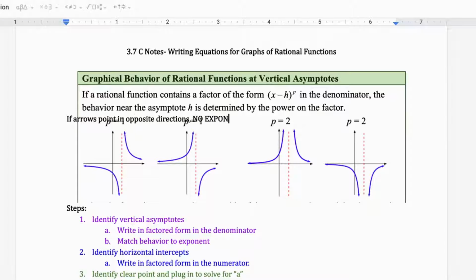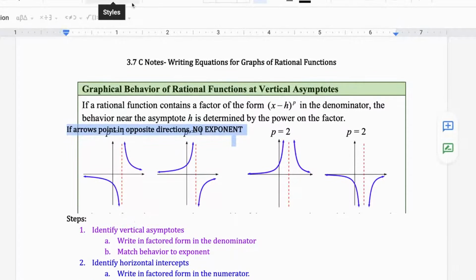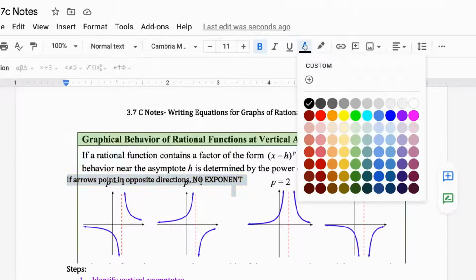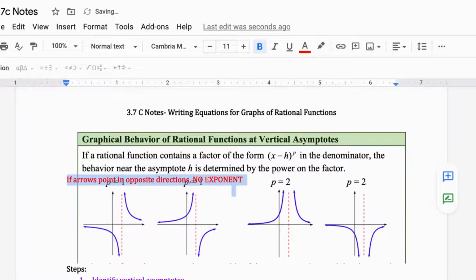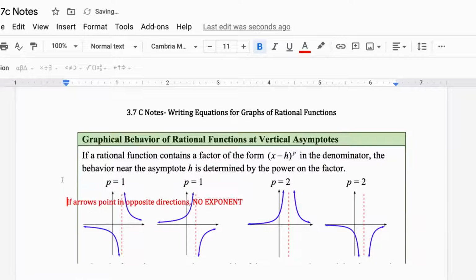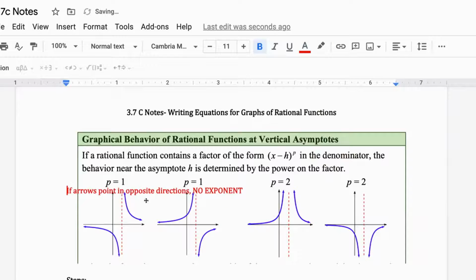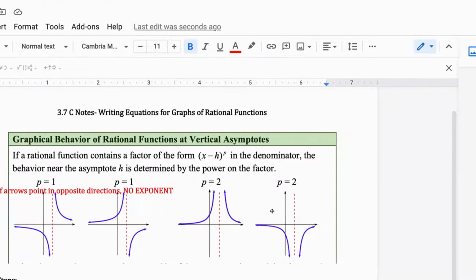No exponent. So when you look at this one, like that in red, especially when you look at this one, notice how along the asymptote, this dotted line, the arrows are going in opposite directions. They're veering off, making an X shape. That means that the function at the bottom is going to have no exponent. It's going to make more sense when I do the example, I promise.